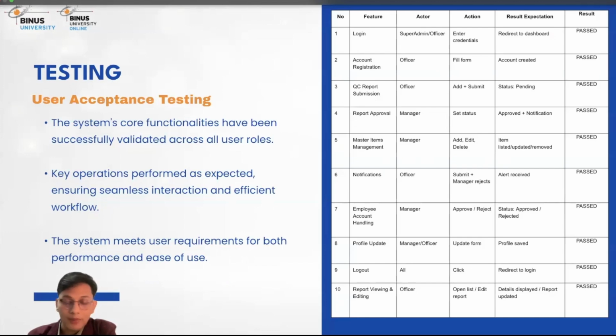A system only matters if it works flawlessly, so we conducted user acceptance testing to validate its functions. The results were excellent. All core functionalities were successfully tested across all user roles. As you can see in the table, everything from logging in, submitting reports, getting approvals, and receiving notifications is working exactly as expected.